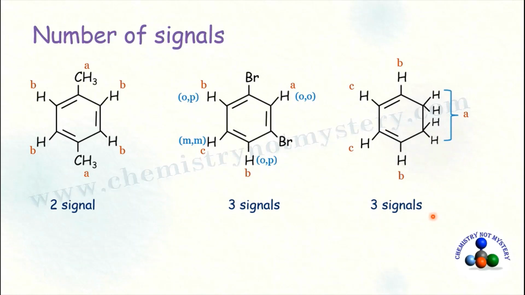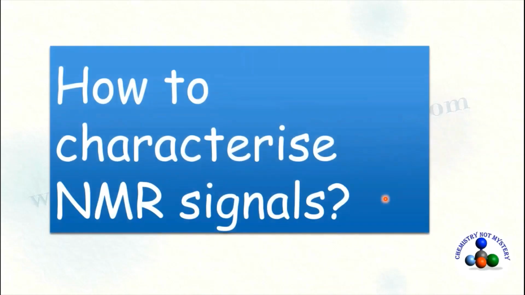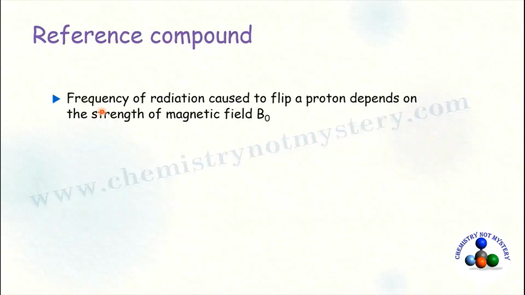Now you will be able to calculate the number of signals given by any organic molecule. But how do we characterize NMR signals? In NMR, the frequency of radiation used to flip a proton depends on the strength of the magnetic field.